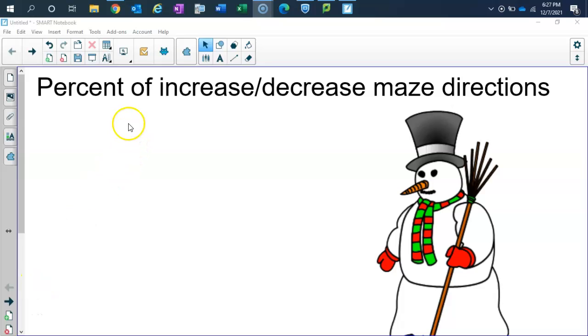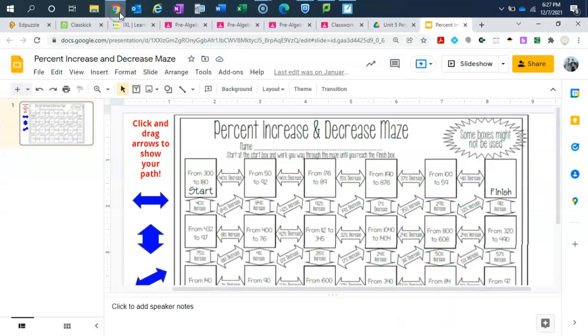All right, guys, the next thing you're going to do this week is a percent of increase, decrease maze. And I'm going to explain to you how it works. So when you open up the assignment, it's going to look like this.